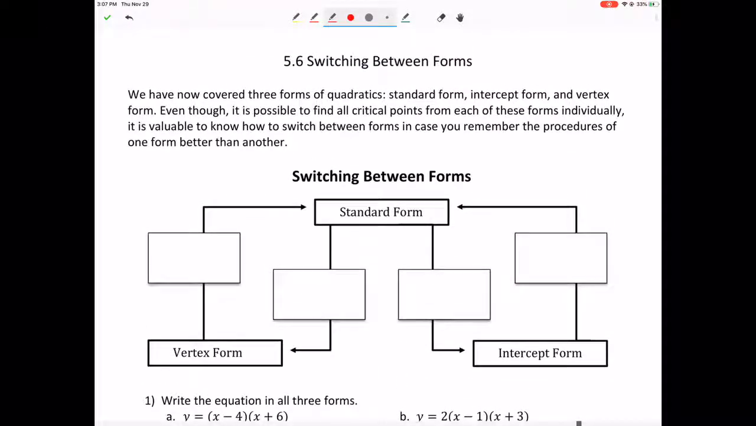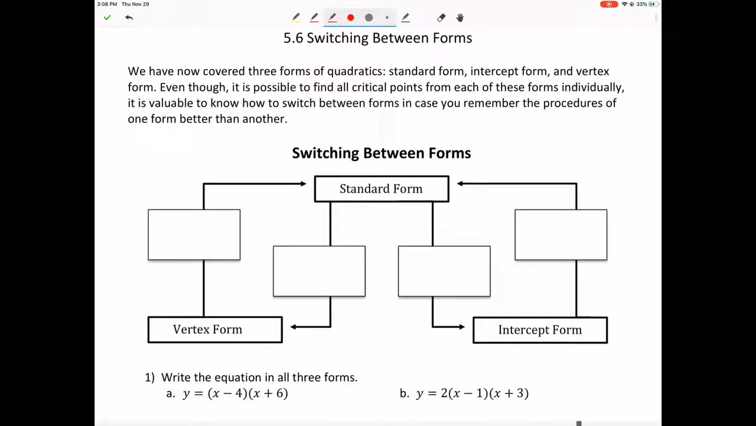Okay, we are in 5.6. This is the last section of Unit 5. We are switching between forms. So in the last several sections, we looked at standard form, intercept form, and vertex form to be able to graph. So now, today, we are going to be talking about how to switch between different forms.